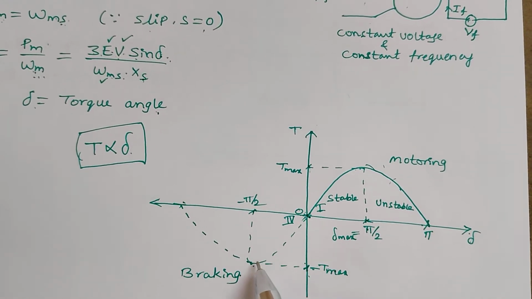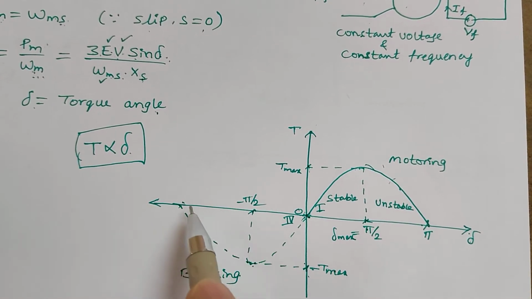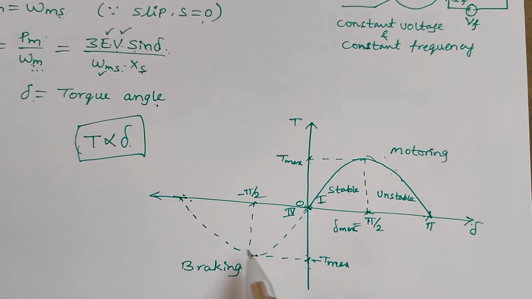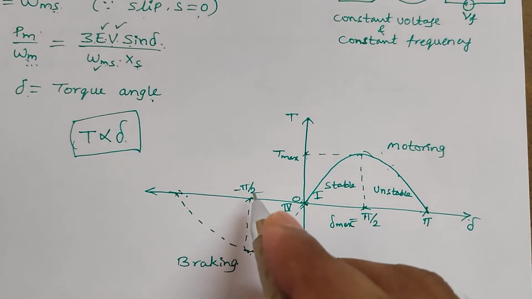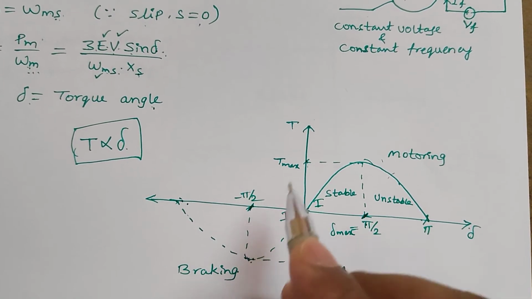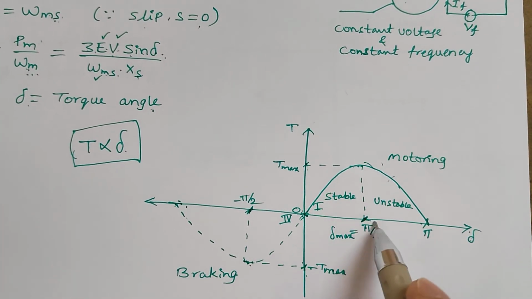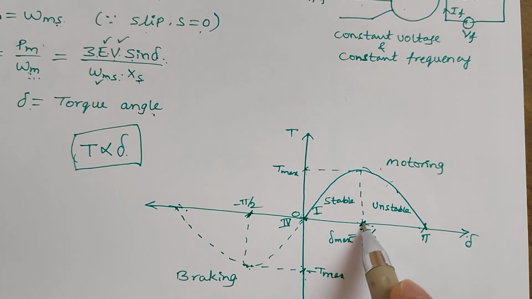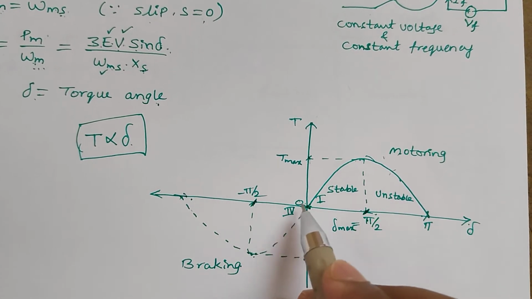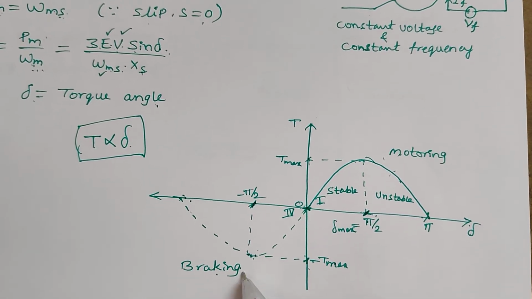Till this point it is in the stable region. After that it is the unstable region, from minus pi by 2 to minus pi. So the corresponding characteristics are braking characteristics. From minus pi by 2 to pi by 2 only, the synchronous motor is operating in the stable region. From 0 to pi by 2 is called the stable region in the motoring mode, and from 0 to minus pi by 2 is called the stable operating region in the braking mode.